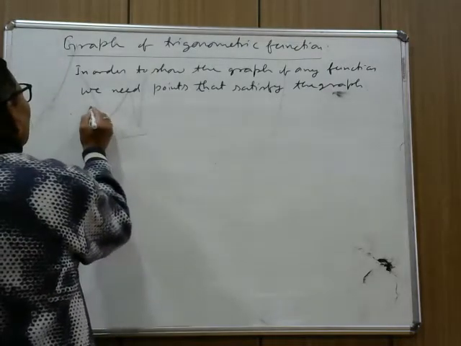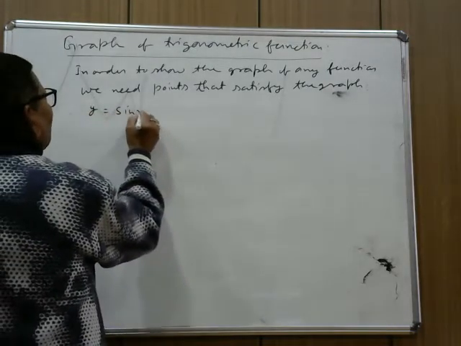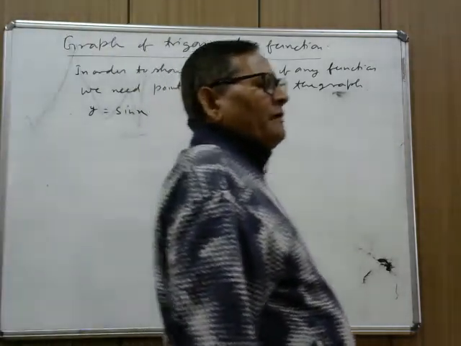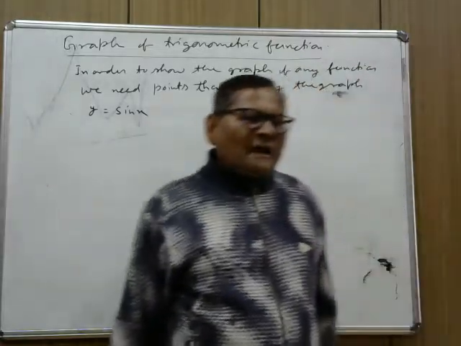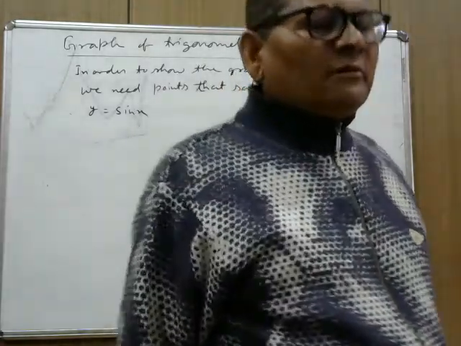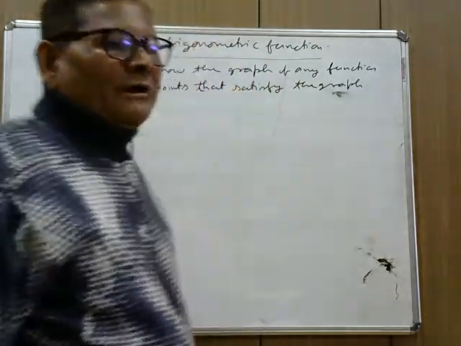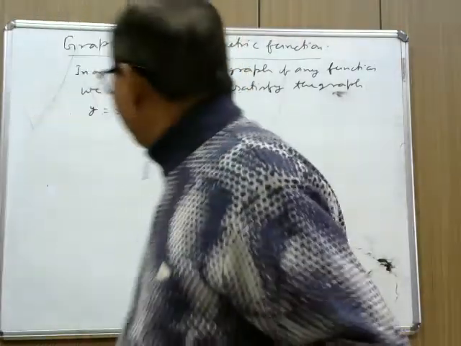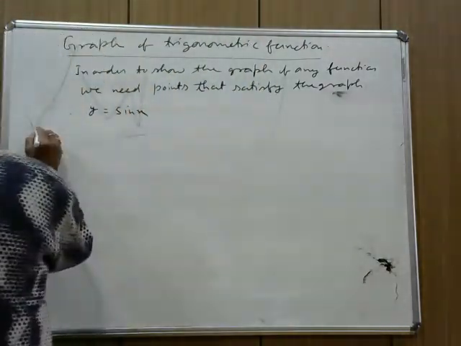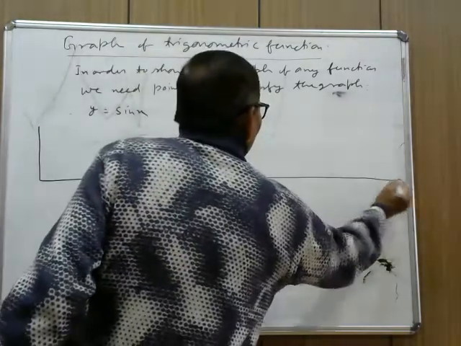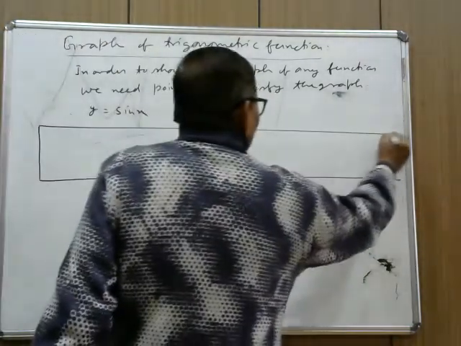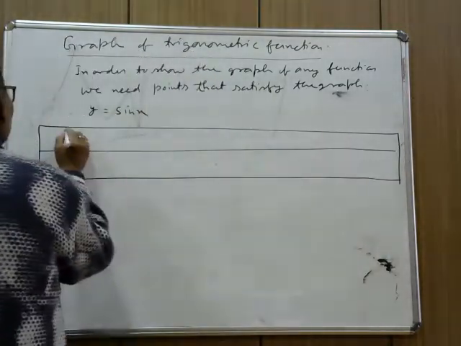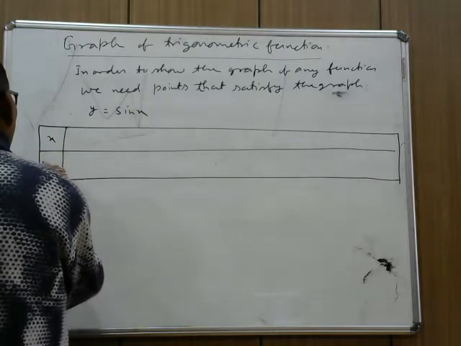So I am taking y is equal to sin x. You take different values of x. For different values of x, you find the value of y, and that x and y make a point (x, y). You plot them on the coordinate plane and you join them, and that will be the graph. So now you see, this is for sin x. This is x and sin x.